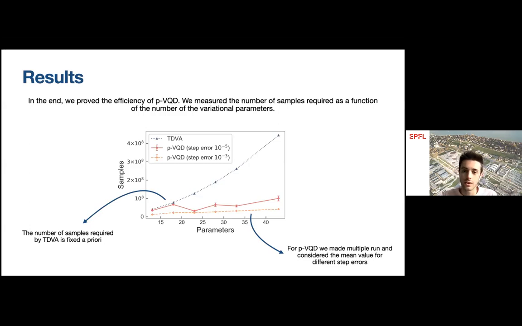As you can see, the asymptotic scaling is not quadratic, but it's still linear. So this means that the number of optimization steps does not depend on the number of parameters. And the more we increase the step error, the more optimization will be needed. This means that we have these fluctuations when we increase the step error from 10 to the minus 5 to 10 to the minus 3.